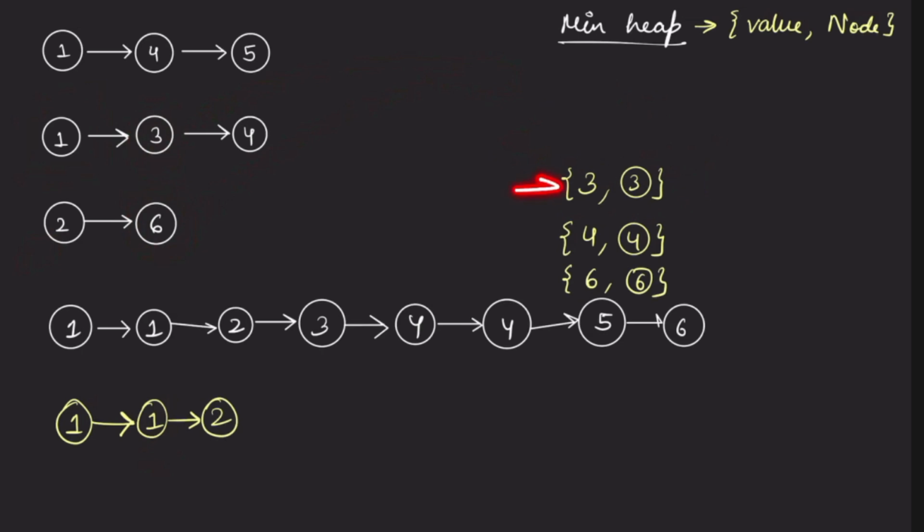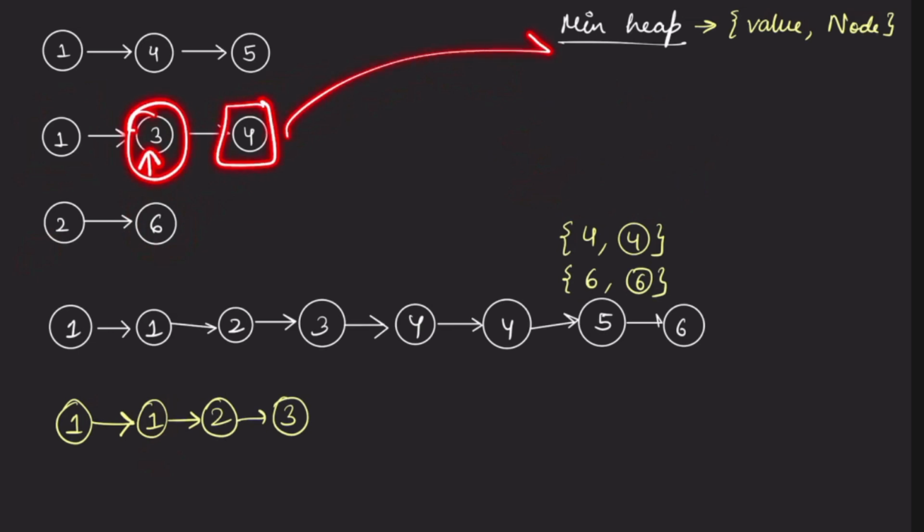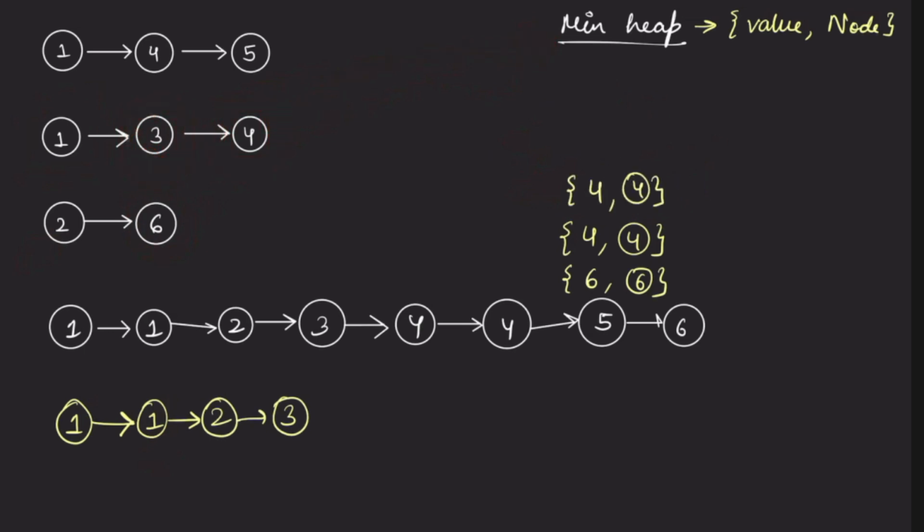Now which is the smallest? It is 3. So now we will take this 3 out and we will have a new node here with the value as 3, right? Now after this 3, it was this node, right? So next is 4. So now we will push 4 inside our min heap. So we will have one more entry over here for 4, right?